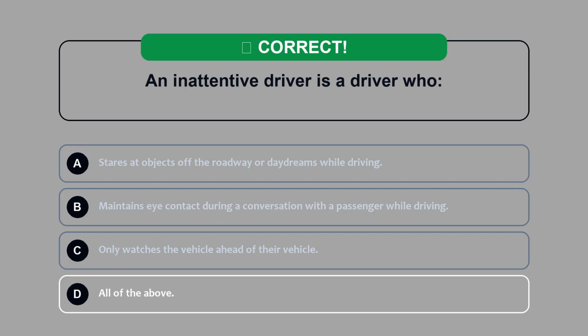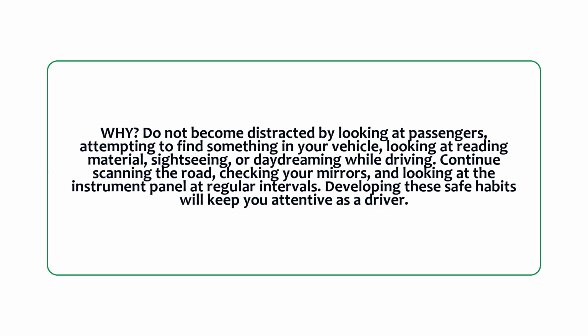The correct answer is option D. All of the above. Explanation. Do not become distracted by looking at passengers, attempting to find something in your vehicle, looking at reading material, sightseeing, or daydreaming while driving. Continue scanning the road, checking your mirrors, and looking at the instrument panel at regular intervals. Developing these safe habits will keep you attentive as a driver.